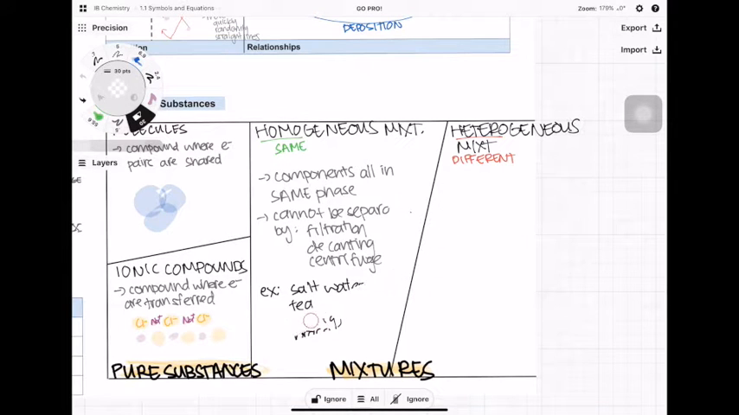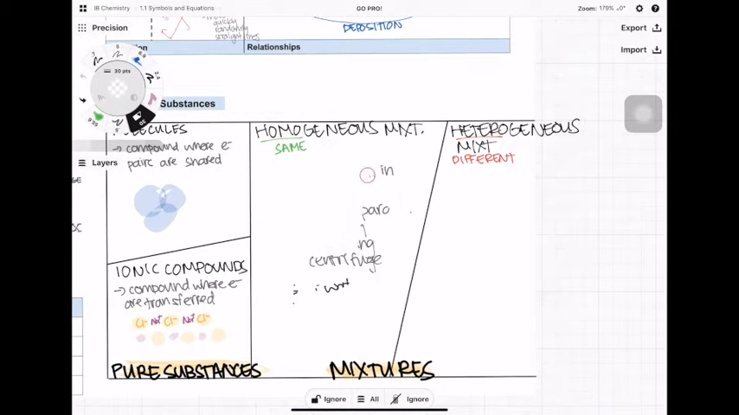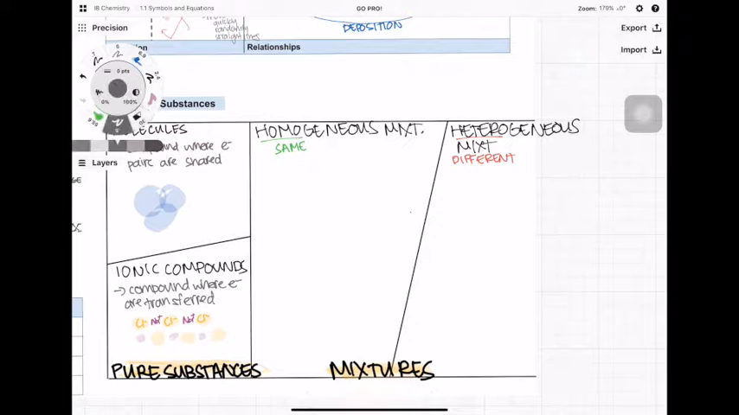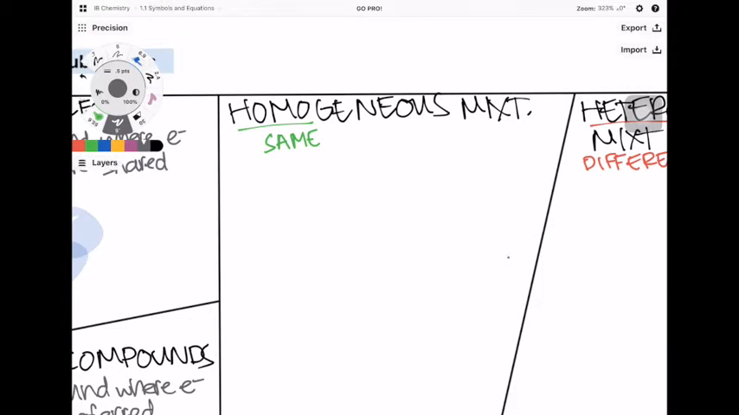So before we take a look at the mole, I just wanted to go over my notes on mixtures from last class. So it turns out that the IB has a different definition of homogeneous and heterogeneous mixtures. There is a little bit of confusion. There are sort of two varying definitions.